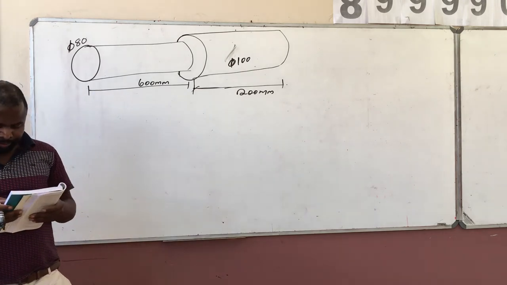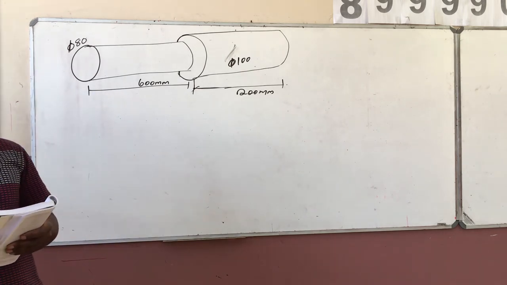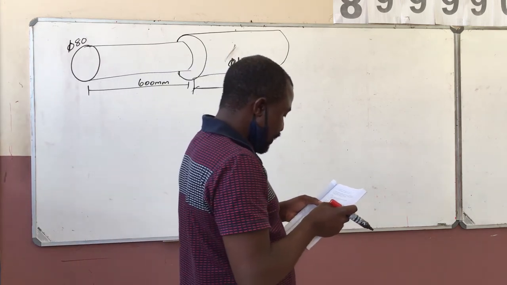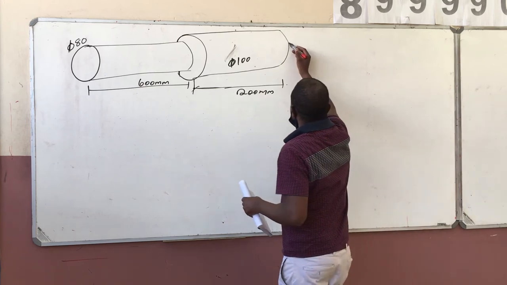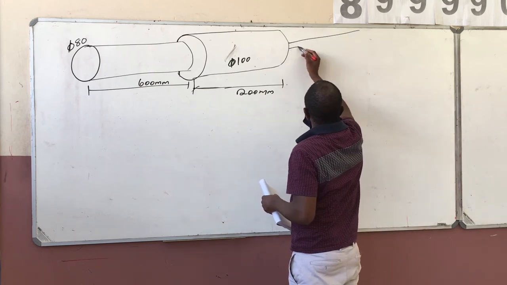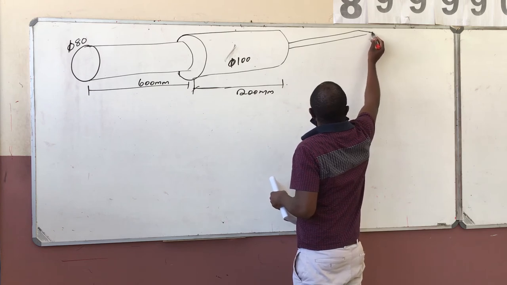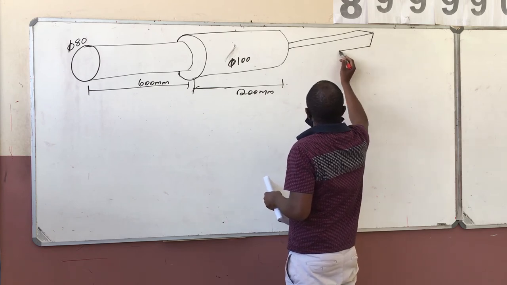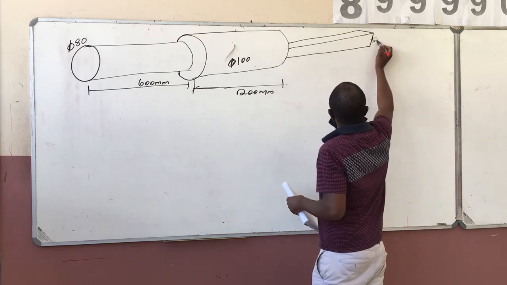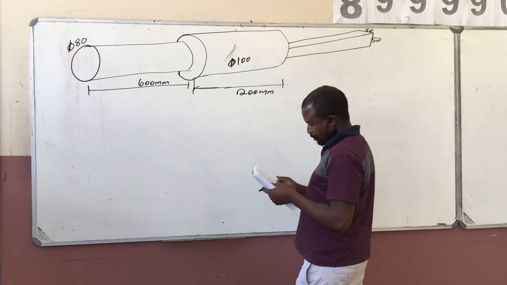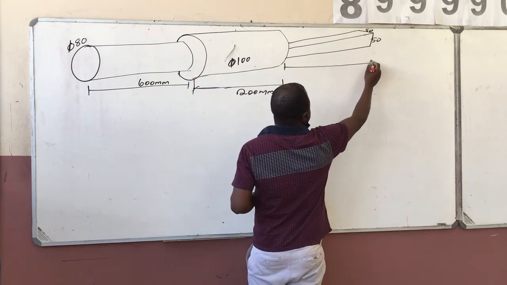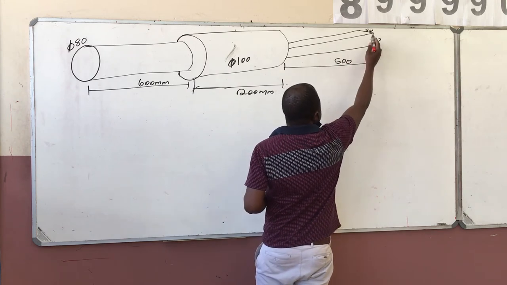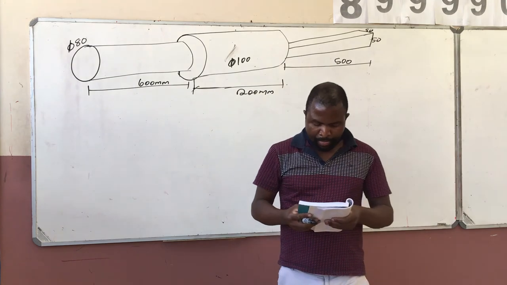And they say the third section is a 50 millimeter square bar with a length of 500, meaning this is the last one. They say it's a square, meaning it's not round. Therefore, here is 50, even this other side is 50. The length is 500. But you understand that 50? Okay.